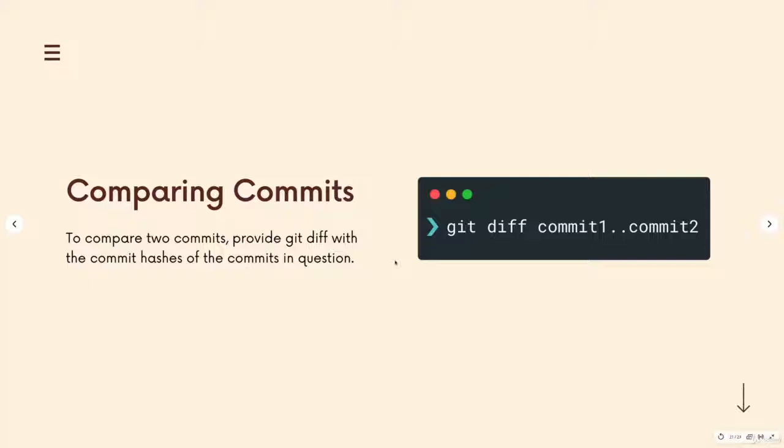The last variation we'll take a look at is comparing two commits. If you want to know what changed between two commits, not necessarily HEAD, it could be any commit in the past, we can use the same syntax: git diff, and then some commit hash, dot dot, some other commit hash.